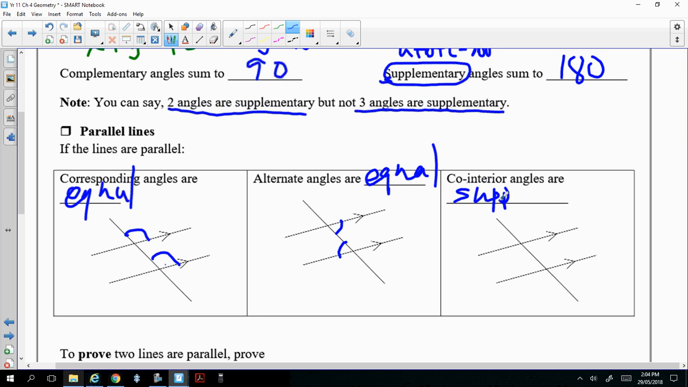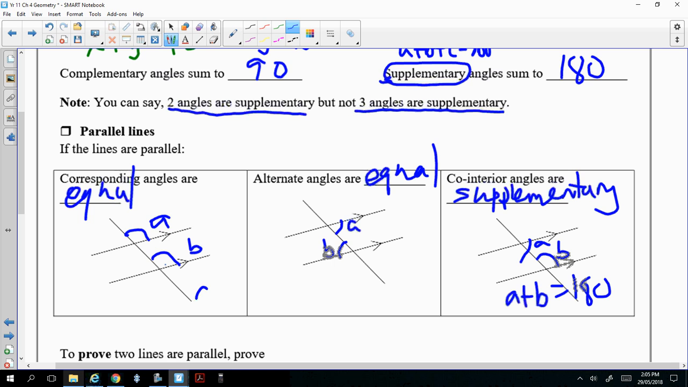Because there are two angles, I can use the word supplementary. So A and B, A plus B is 180. Whereas for this one, A and B are equal to each other. All right, these are the three angle types.